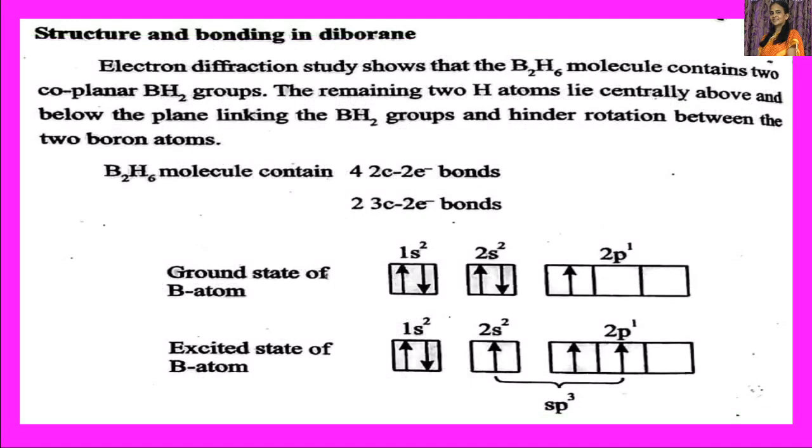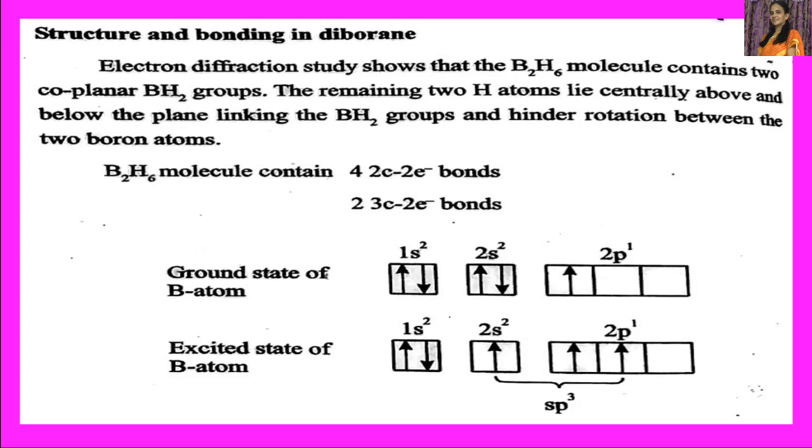Next, structure and bonding in diborane. Let's discuss the structure of diborane. Electron diffraction study shows that the B2H6 molecule contains two coplanar BH2 groups. The remaining two hydrogen atoms lie centrally above and below the plane linking the BH2 groups and hinder rotation between the two boron atoms. That is about the electron diffraction study of the diborane molecule.